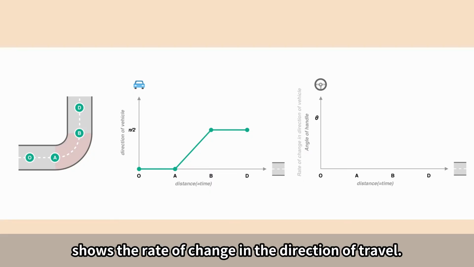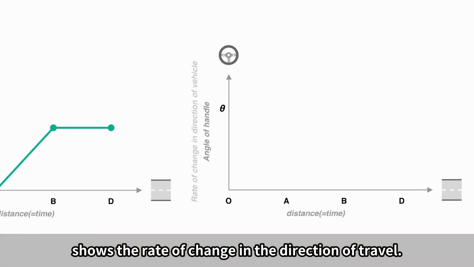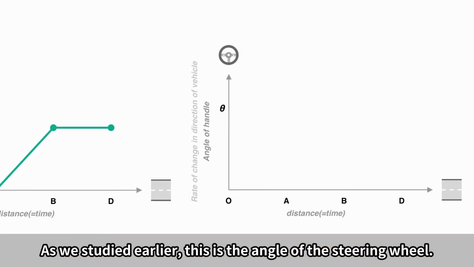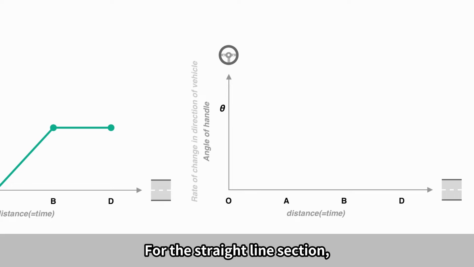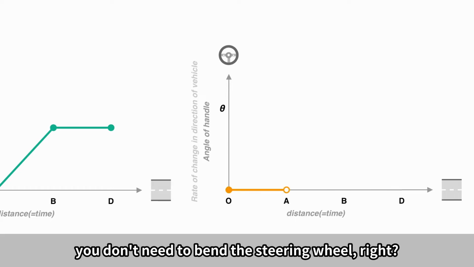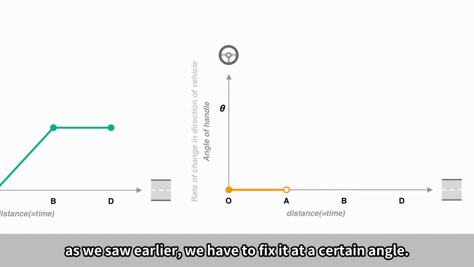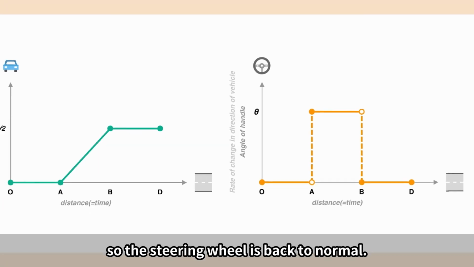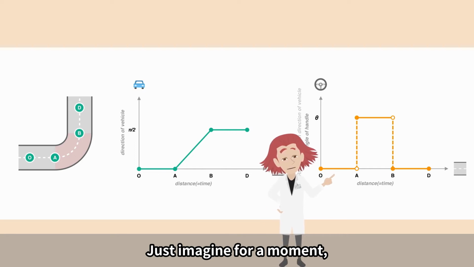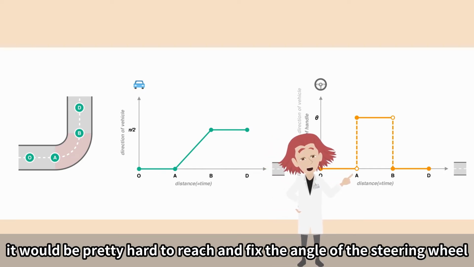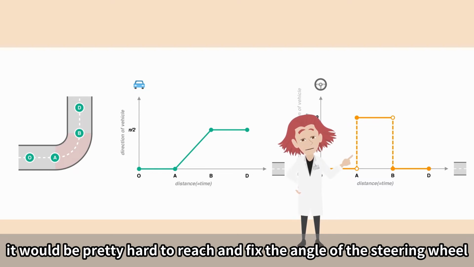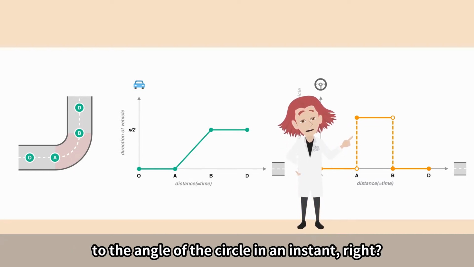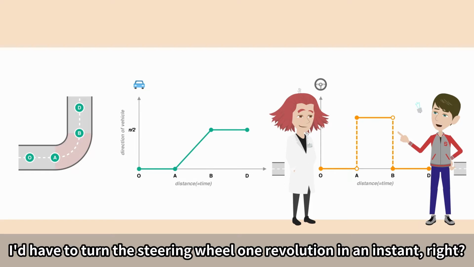This graph on the right shows the rate of change in the direction of travel, as we studied earlier. This is the angle of the steering wheel. For the straight line section, you don't need to bend the steering wheel, right? For the arc section, as we saw earlier, we have to fix it at a certain angle, and then it's a straight line section again, so the steering wheel is back to normal. Just imagine for a moment, the moment you enter the arc section, it would be pretty hard to reach and fix the angle of the steering wheel to the angle of the circle in an instant, right? For example, I'd have to turn the steering wheel 1 revolution in an instant, right?